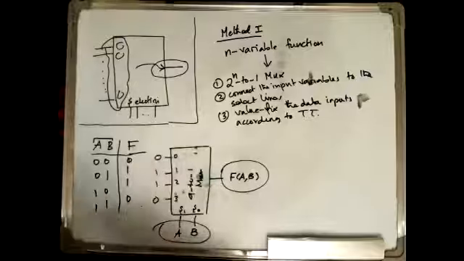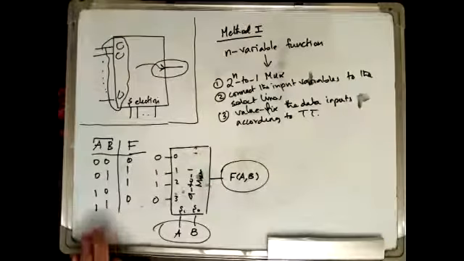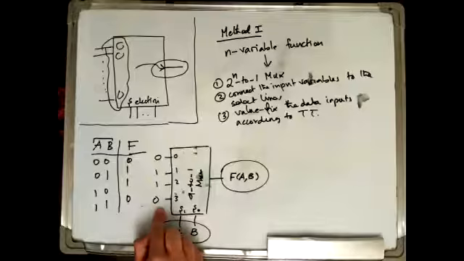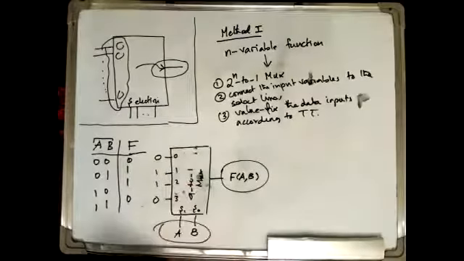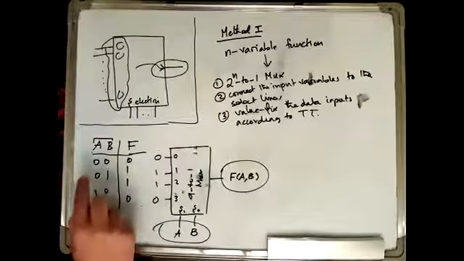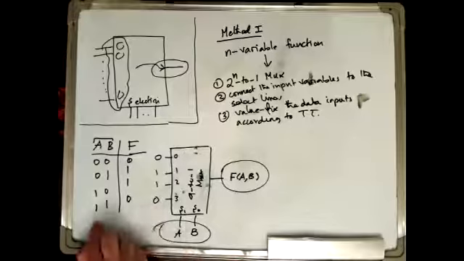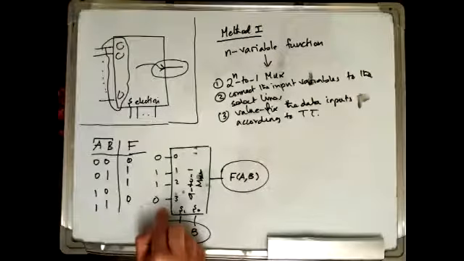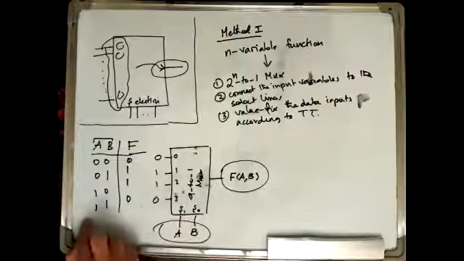So for example, if we have a function of 2 variables, we will need 2 to the power 2 inputs. So we need a 4 to 1 mux, right? Now, if we increase the variables by 1, so we will have 3 variables, the number of combinations will be 8. So the number of inputs will be 2 to the power 3, which is 8. 4 variables, we need 16.